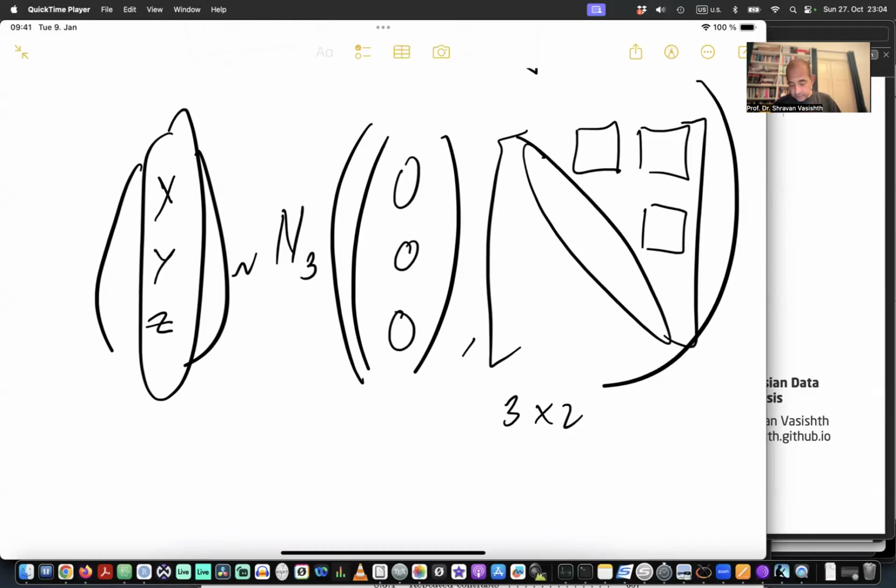This first box will contain the covariance of x and y. I'm just writing it C because I don't have enough space. This one will contain the covariance of x and z, and this box will contain the covariance of y and z. The same thing will happen here because this is a symmetric matrix. You will get the covariance of x and y here, the covariance of x and z here, and the covariance of y and z here.